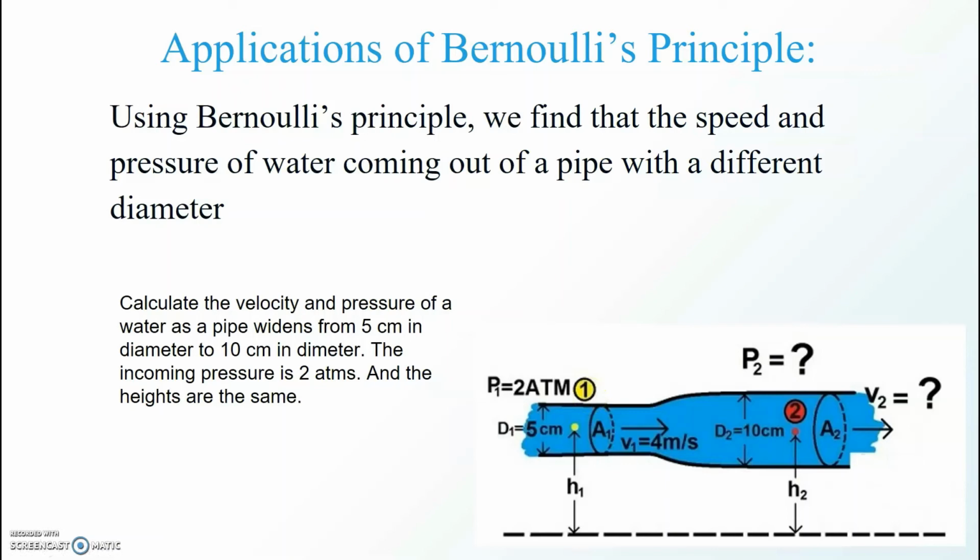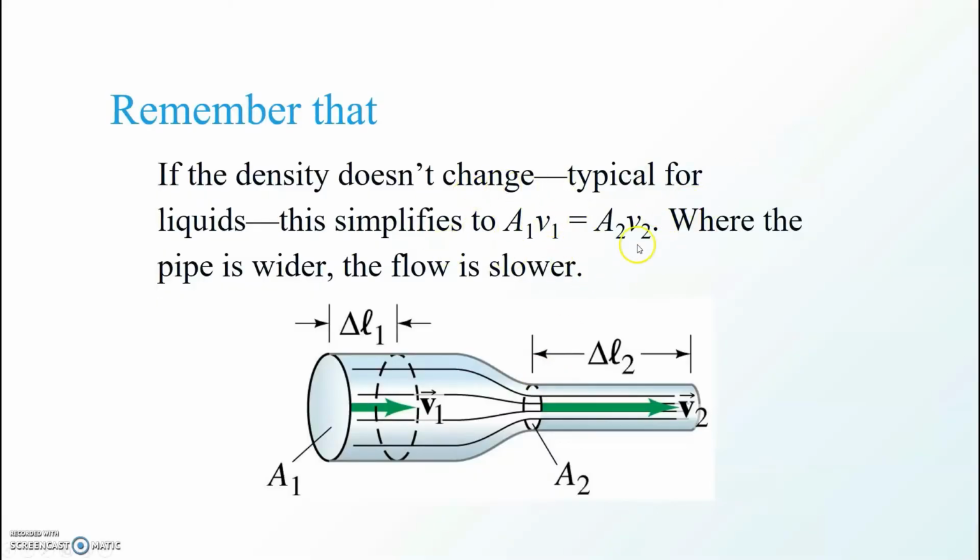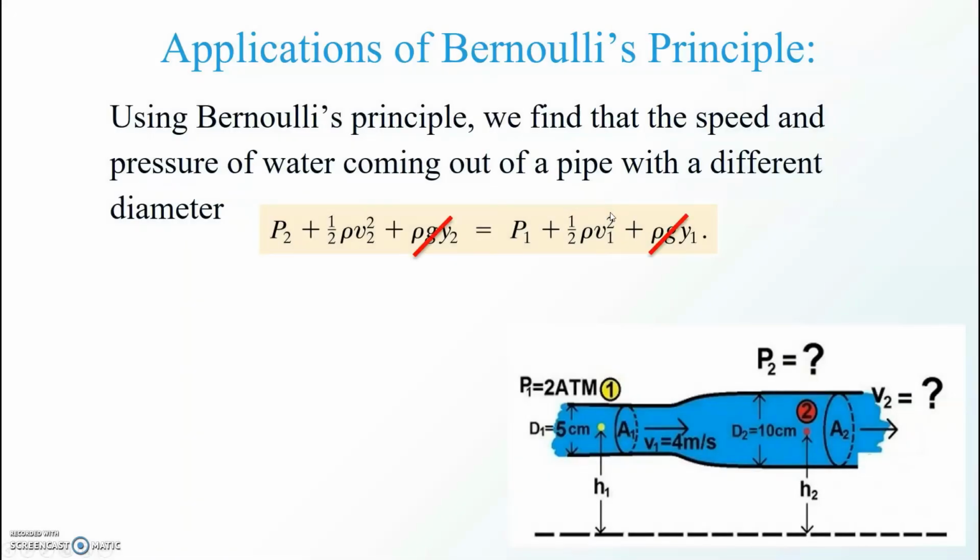We find that the speed of water coming out of a pipe is different. So we can calculate the velocity of water coming from a 5 centimeter pipe to a larger diameter pipe, a 10, and the incoming pressure of 2 atmospheres. Same exact thing, but this time we have to use our continuity of flow equation, where the area times velocity is equal to area times velocity. So we have to include that as well.